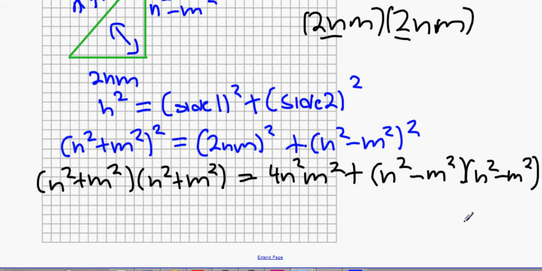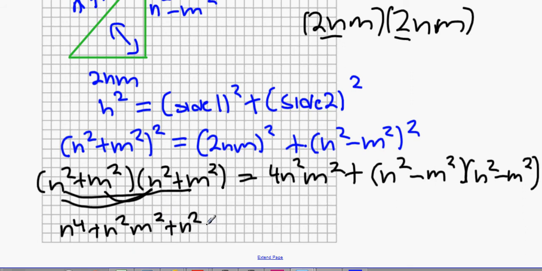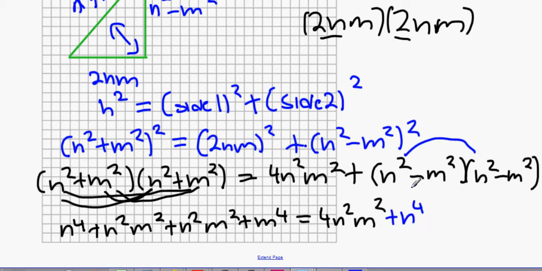Okay, let's multiply out. We get n to the 4, we get n squared m squared, we also get n squared m squared, and we get plus m to the 4, equals 4n squared m squared. And what we're going to get here is n to the 4 minus n squared m squared, minus n squared m squared, and plus m to the 4.